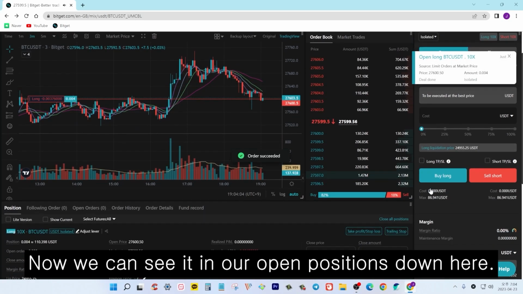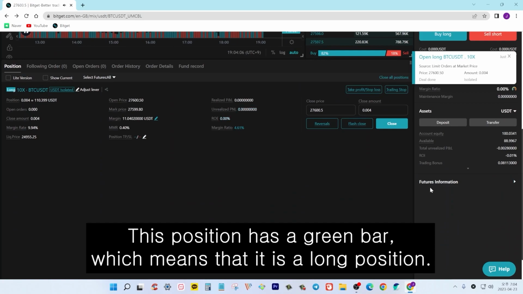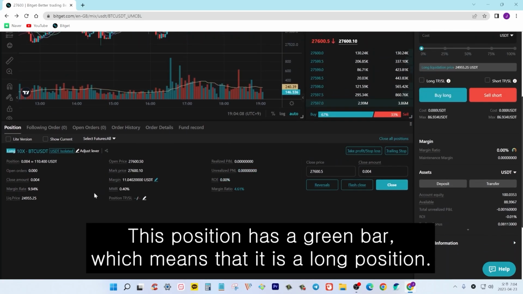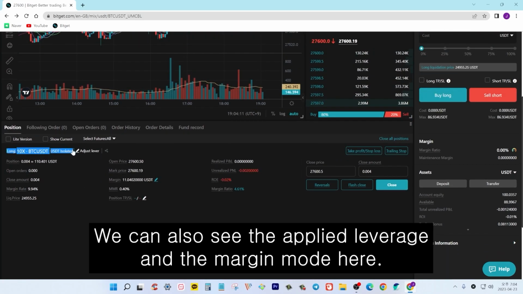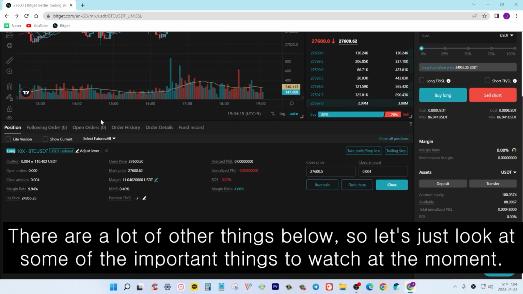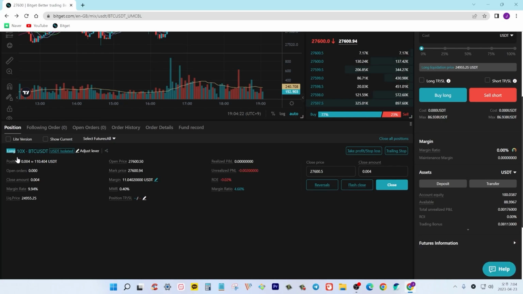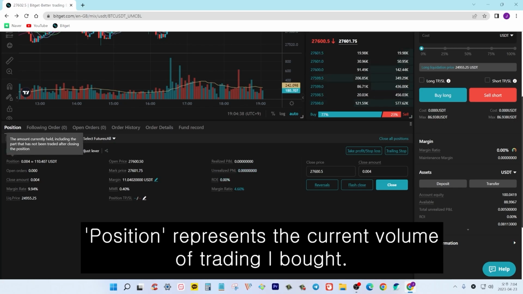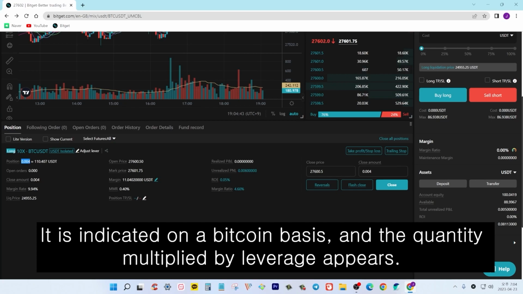Now we can see it in our open positions down here. This position has a green bar, which means that it is a long position. We can also see the applied leverage and the margin mode here. There are a lot of other things below, so let's just look at some of the important things to watch at the moment. Position represents the current volume of trading I bought. It is indicated on a Bitcoin basis, and the quantity multiplied by leverage appears.